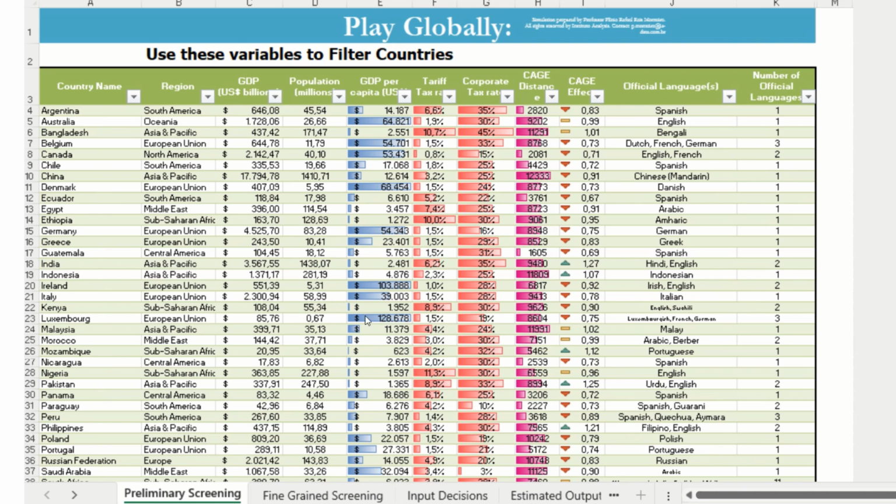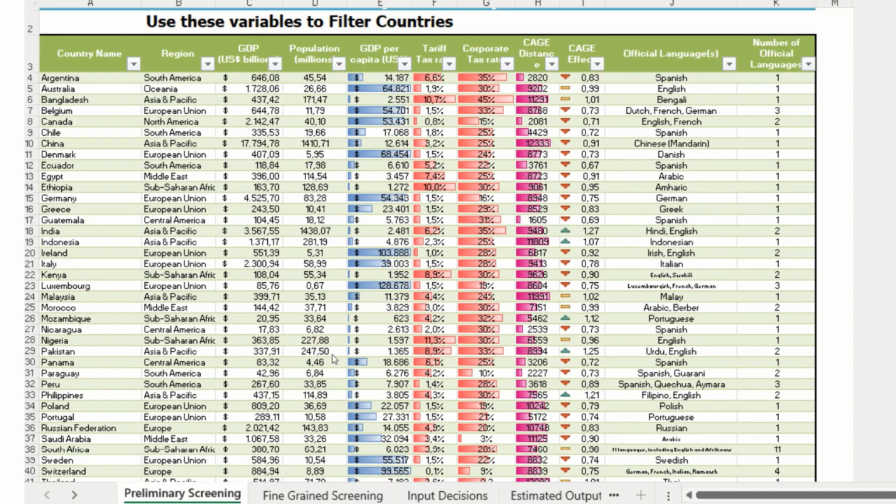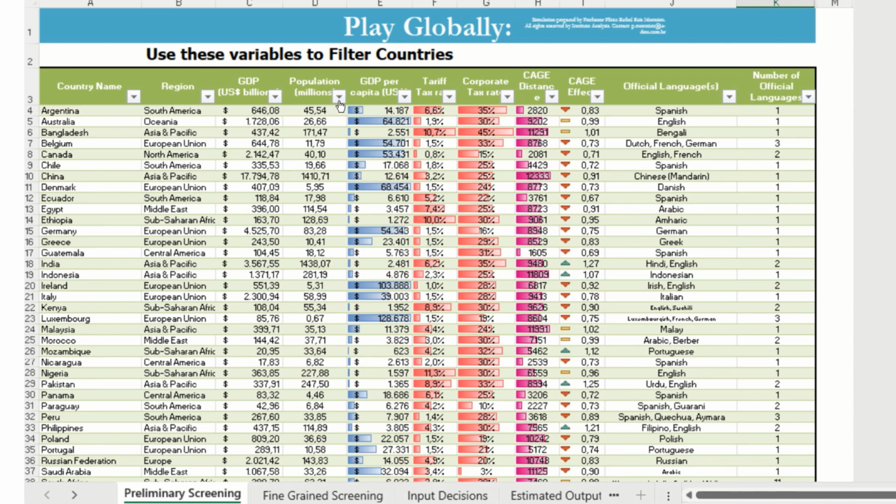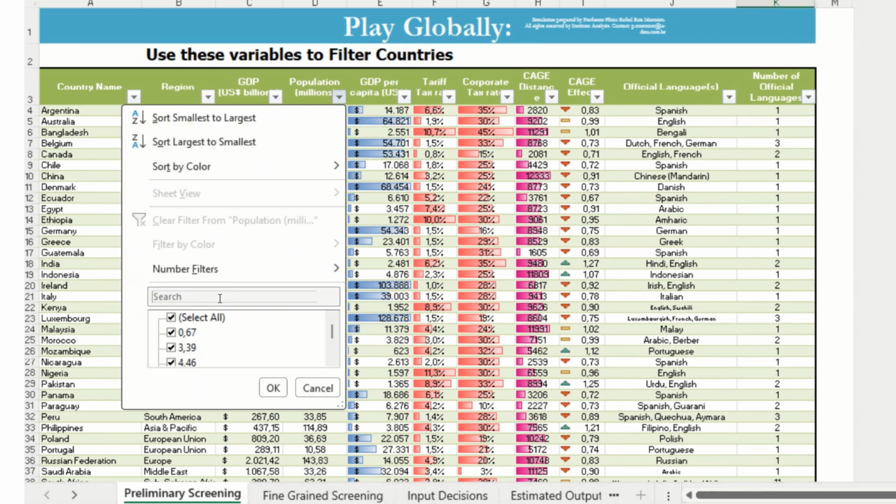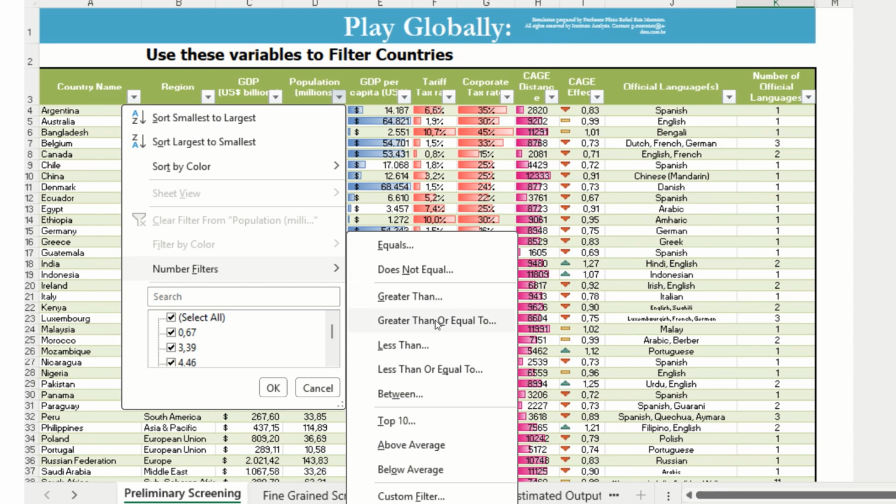So you need to define what the important factors are and what criteria you are going to use to select the market for your operation. To do that, you can use the filtering function to set thresholds for each variable. For instance, let's say that we're going to select only countries with 10 million people, because we believe that 10 million is the minimum to be profitable in the region.